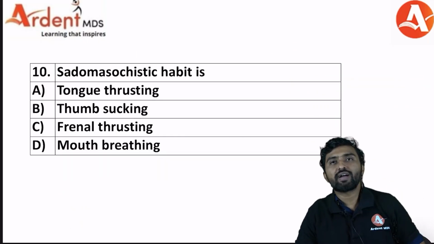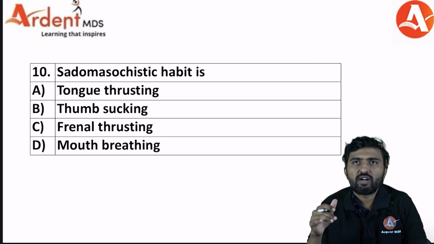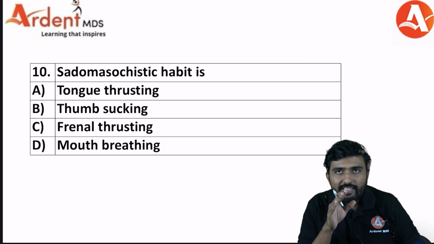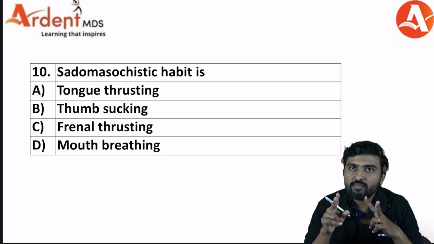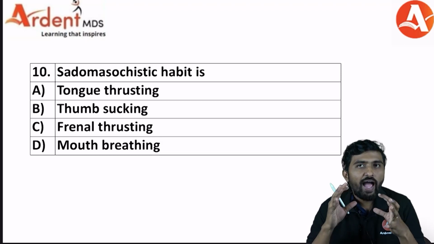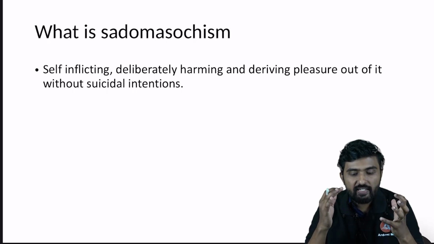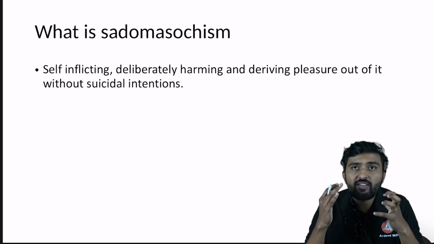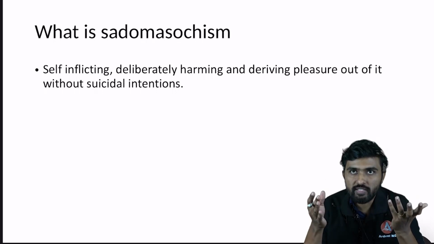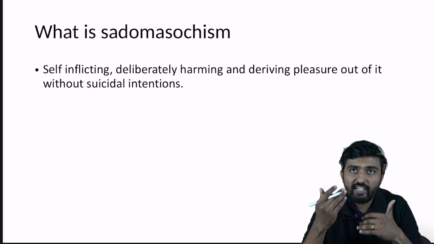Now, regarding habits, sadomasochistic habit. What is this, sir? What is sadomasochism? It's basically derived from two terms, sadism and masochism. Such kinds of habits are self-inflicting, deliberately harming and deriving pleasure out of it, but without any thought of committing suicide. Basically, this is a pleasure-deriving habit which is self-inflicted.